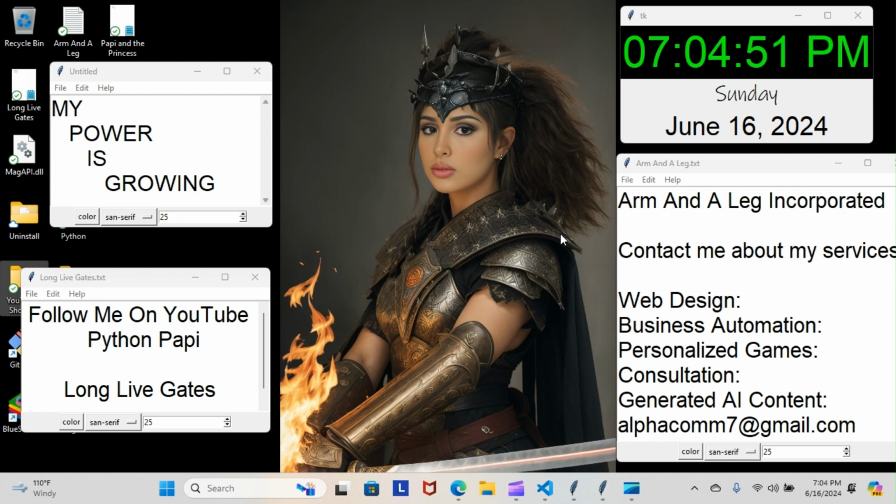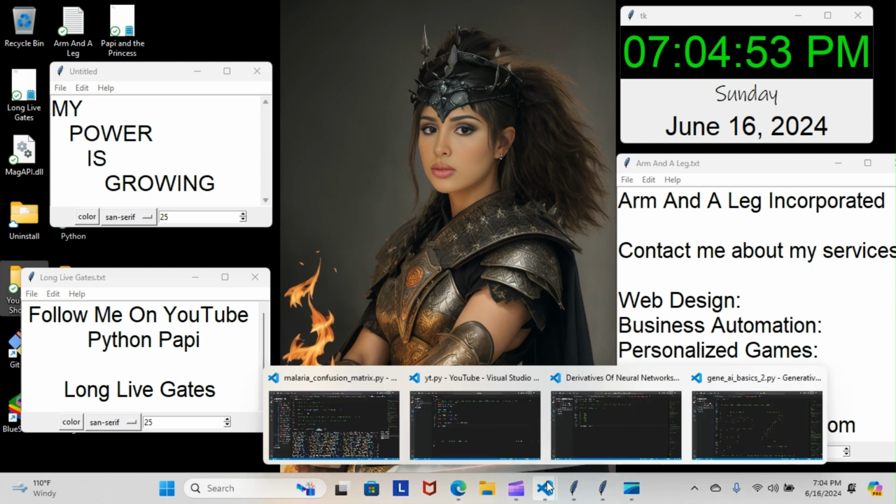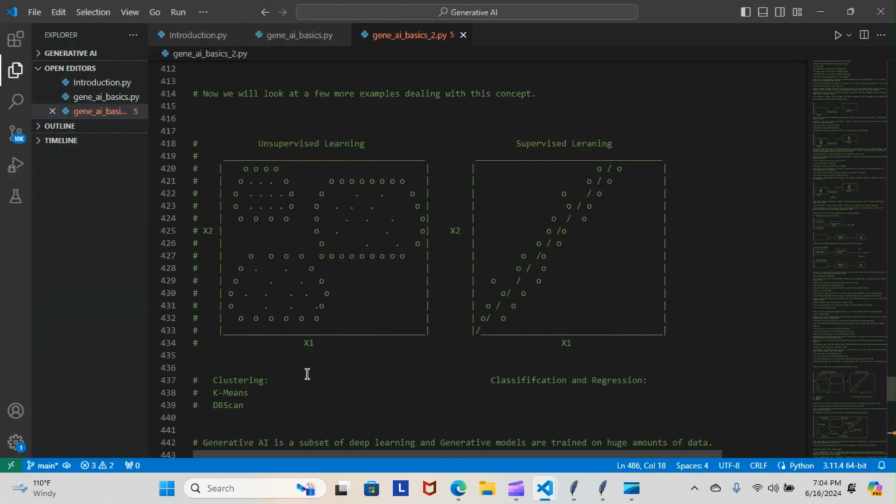Let's have a look at what we went over tonight. Last night, we recorded, and the topics we touched on last were unsupervised learning and supervised learning. So tonight we're going to pick up where we left off. Now we will look at a few more examples dealing with this concept. You see here we have an unsupervised learning model, and then we have a supervised learning model here.